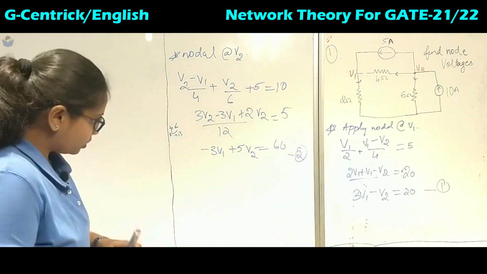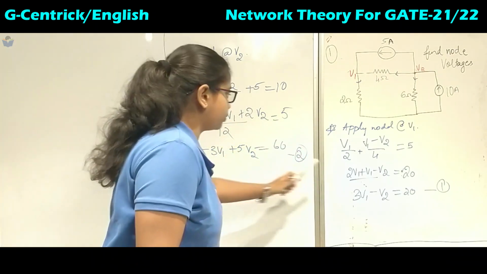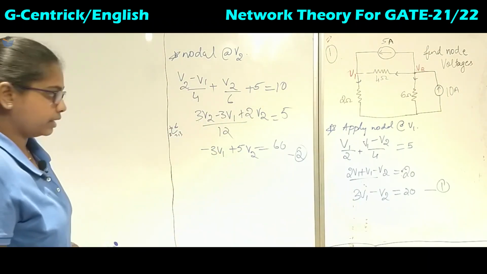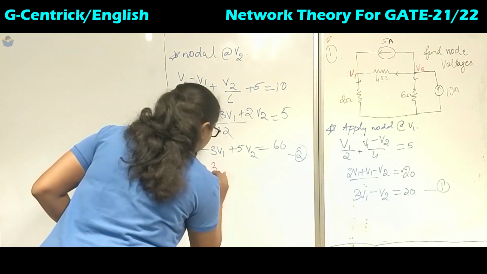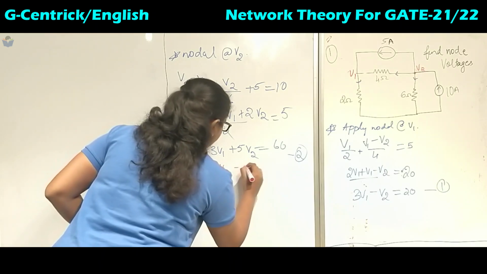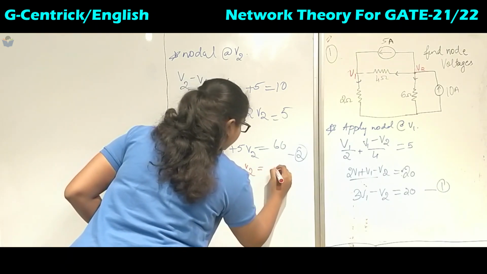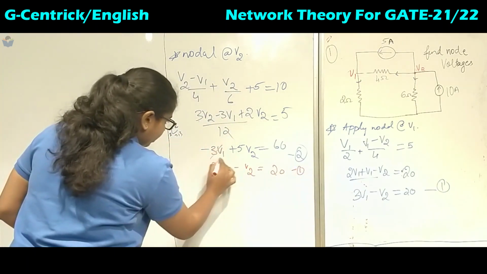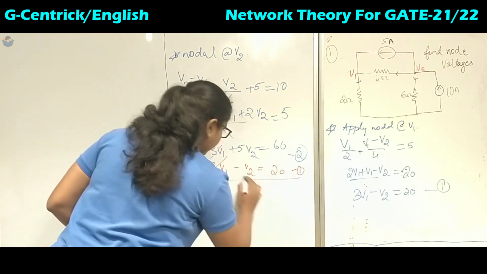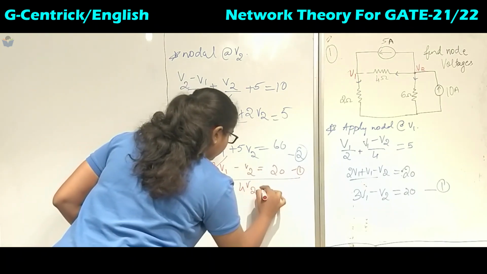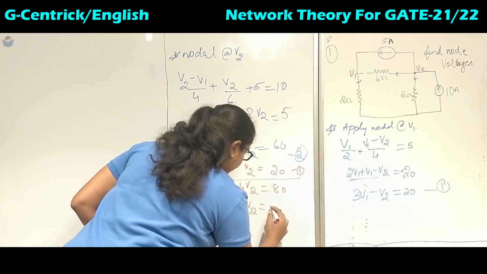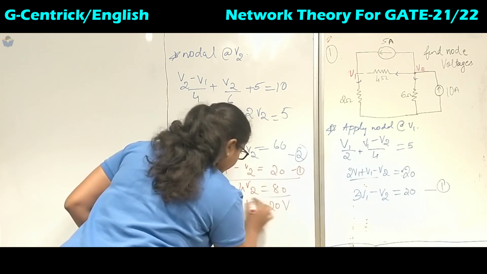Now using the elimination method of equation 2 and equation 1, we can solve the values for the V1 and V2. So getting that equation, 3V1 minus V2 is equal to 20. So this is from the equation 1. So this 3V1 and this 3V1 gets cancelled. This is nothing but 4V2 equal to 80, and V2 value what we will get is 20 volts.